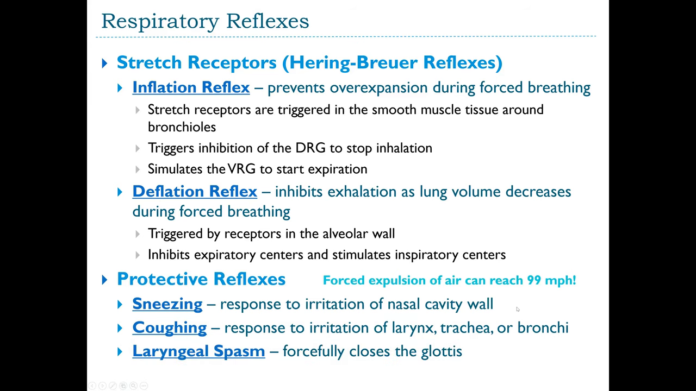And then a laryngeal spasm is a forceful closing of the glottis, and this is in response to foreign matter that gets into your larynx and touches the area around the glottis. This can trigger a powerful laryngeal spasm. So this is what happens when your food goes down the wrong tube and you have more than just a cough. You have a coughing fit and it feels like your throat is tightening up. That is a laryngeal spasm.